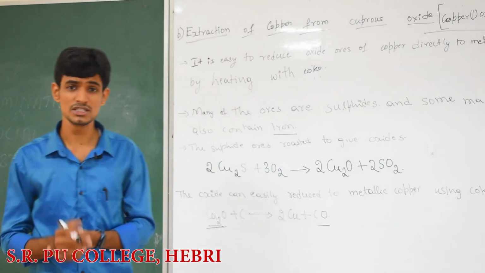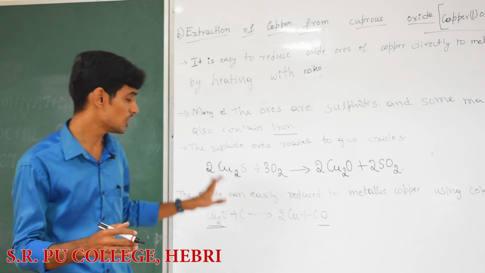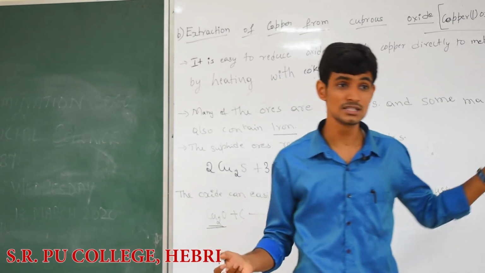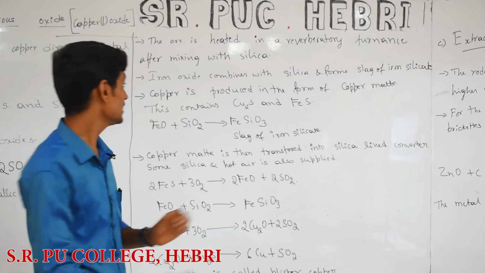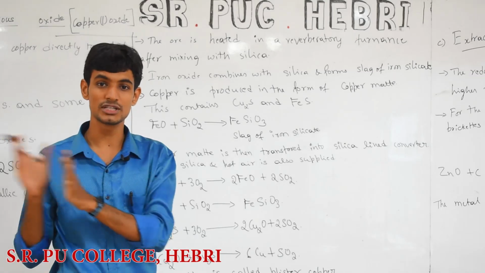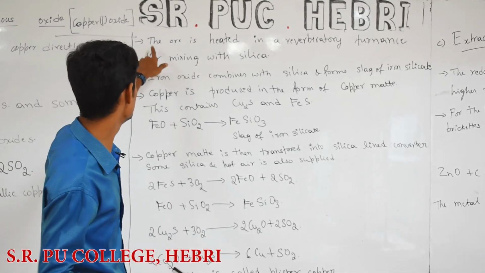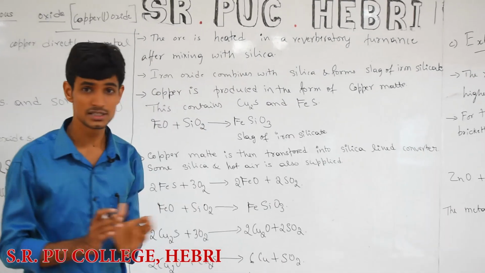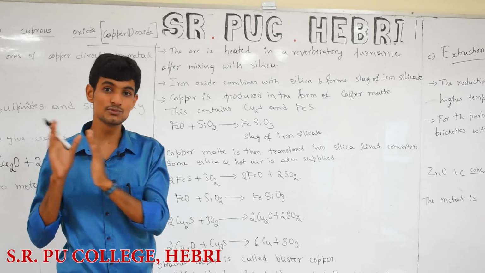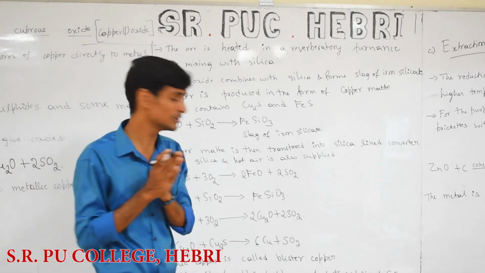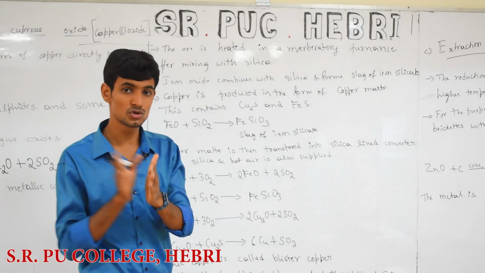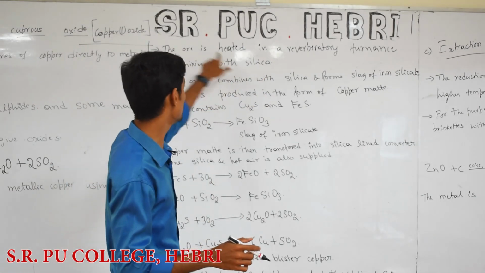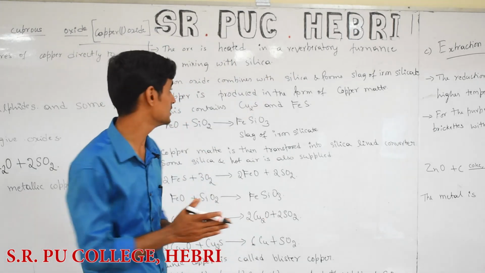Now the actual procedure of the conversion of copper oxide to copper varies, so I have written it here. The ore is heated in a reverberatory furnace after mixing with silica. The first step is to mix the roasted or concentrated ore with silica. After concentration and roasting, the ore is mixed with silica, and then it is heated in a reverberatory furnace.